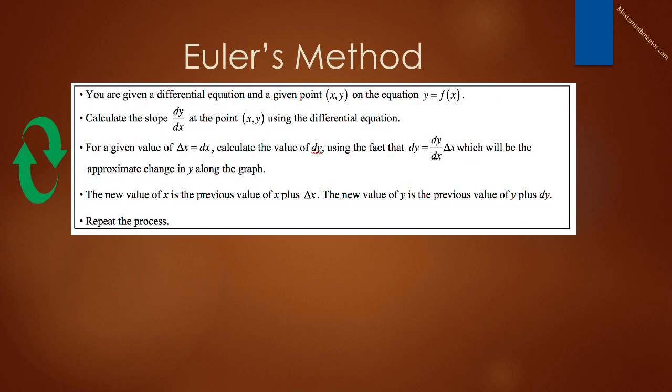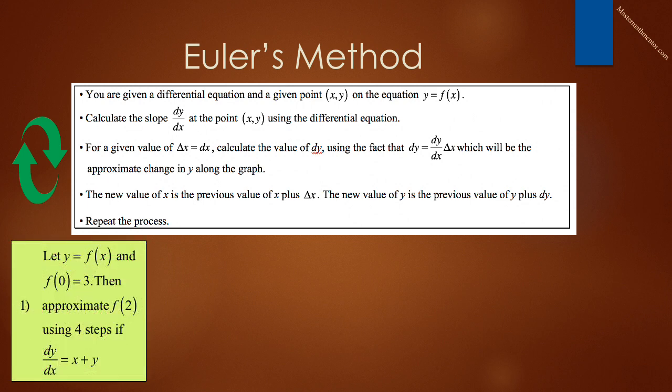Euler's method is an iterative process. We will start and go through this process, coming up with a new value that we will use the next time we go through the process. The value keeps updating, and we will stop when we reach the desired result. Rather than explain the process, we will look at a problem at the same time and work the problem using Euler's method. So we have problem 1 that states if f of 0 equals 3, approximate f of 2 using 4 steps if dy/dx is equal to x plus y.